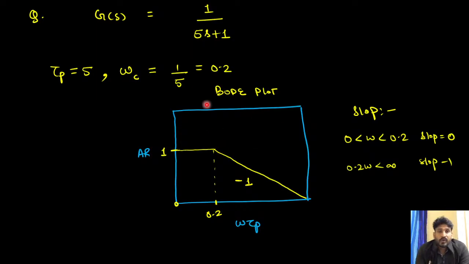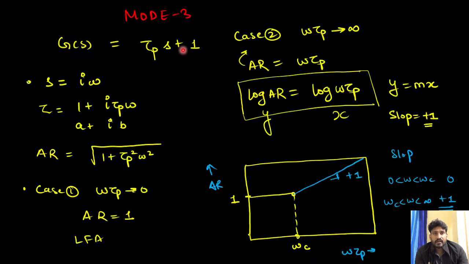Yeah. So here by comparison, what is tau p? 5, and with the help of 5 I can calculate the corner frequency. Corner frequency is 1 by tau p, 1 by 5, that is 0.2. It means after 0.2 it is going upward or it is going downward. How do I decide that it is going upward or downward? If this term is in the denominator, then it is going in the downward direction, and if it is in the numerator, then it is going in the upward direction with the slope +1.